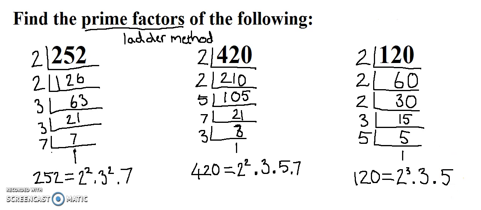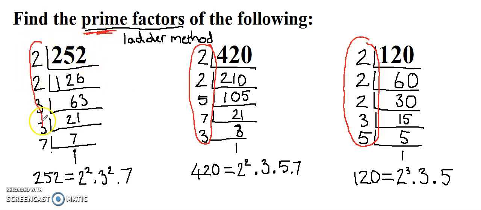Now I just want to make something explicit. You'll see that all of the numbers I've used are prime numbers, and that's really, really important. When you are finding the prime factors, your answer should only include prime numbers.